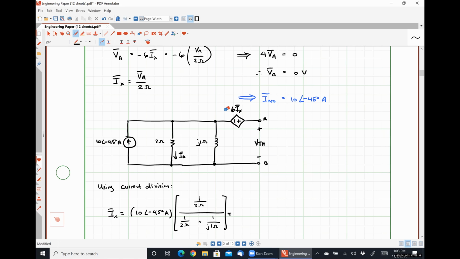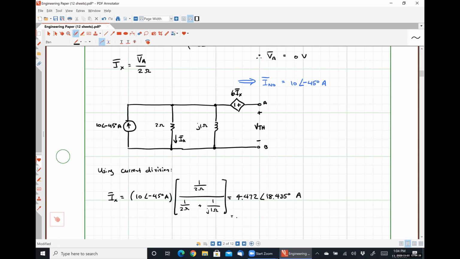So if we do the math here, we're going to have 10 angle minus 45 degrees multiplied by 1/2, divided by 1/2 plus 1 over 1i, is 4.472 with an angle of 18.435 degrees amps, or in rectangular form, 4.243 plus j1.414 amperes.